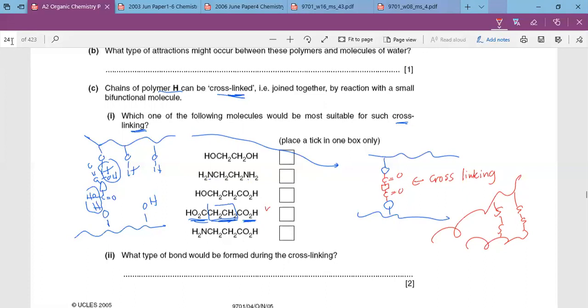So cross-linking, what type of bonds are formed in cross-linking? Carbon, oxygen, is it not? Okay, covalent bonds, carbon-oxygen covalent bonds. And of course, what kind of linkages is it? The linkage is ester linkages. Do you want me to put the whole thing? Okay, all right, now this is how they ask you.